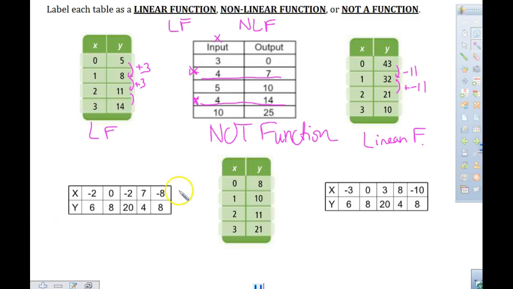So just the first one I'm looking at. What would you tell me? Not a function. Why not a function? -2 has 2 outputs. Nice. -2 has 2 outputs. Right here is my reason for not a function. -2 has 2 outputs, okay?